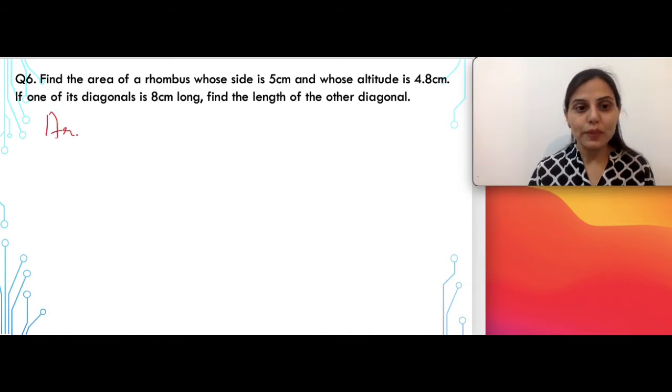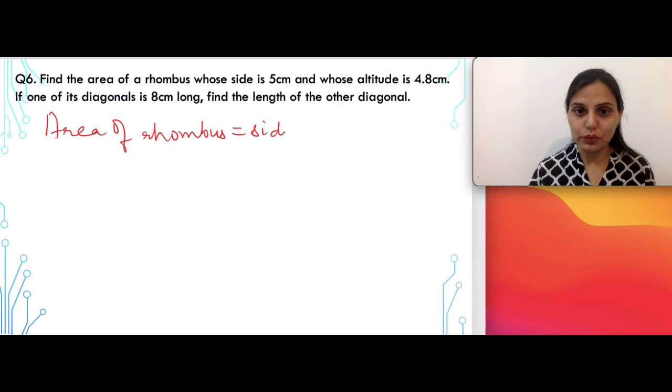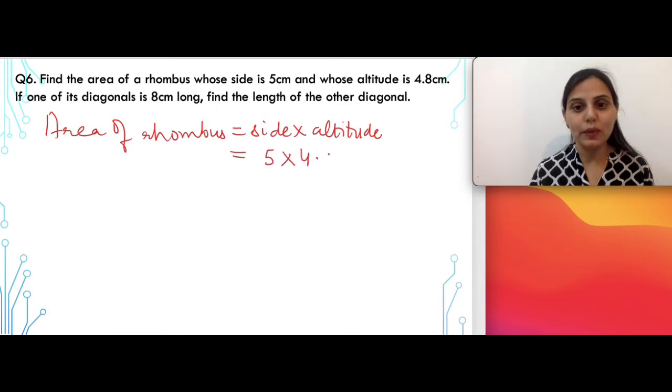Area of the rhombus can be written as side multiplied by the altitude. Now, in this case, since the dimensions of both side and altitude are given and the units are also the same, we can directly do the multiplication. 5 multiplied by 4.8. So when you multiply these two, you'll get the answer as 24 centimeter square.